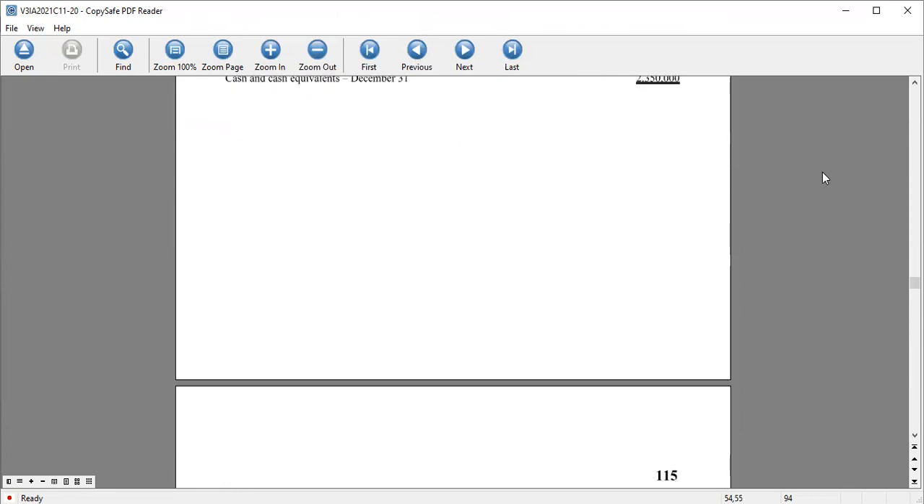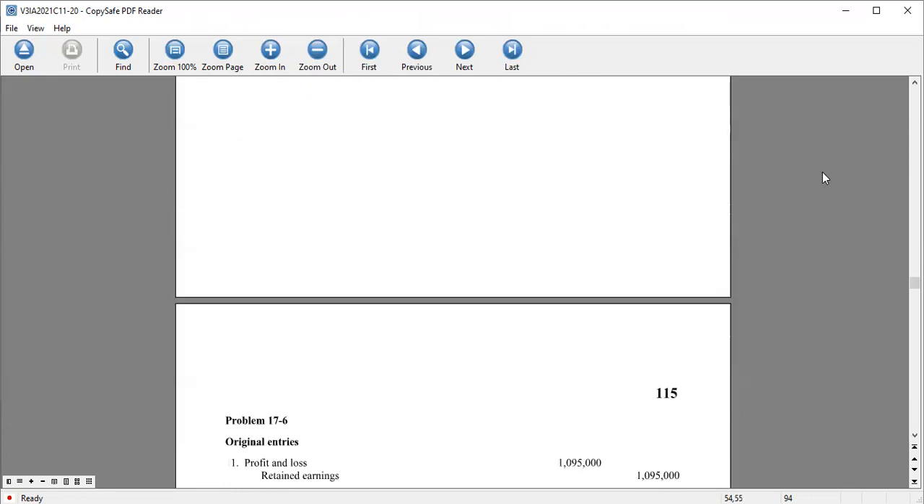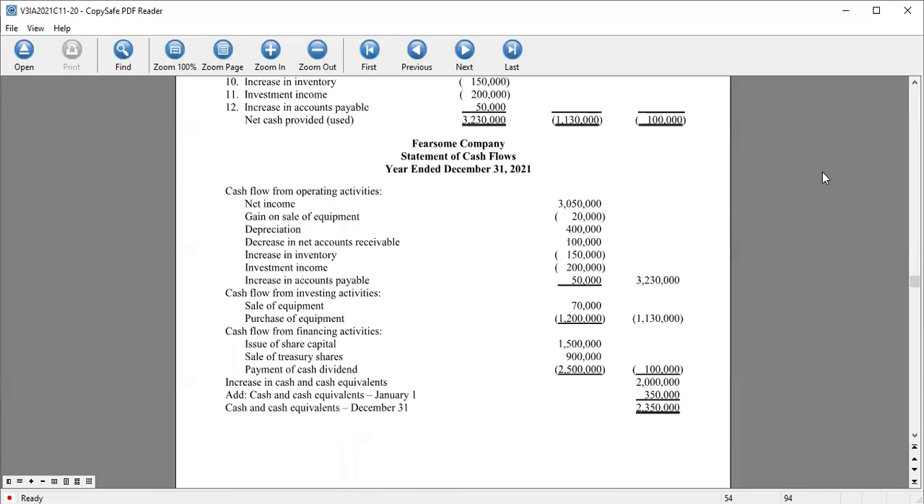So finally, we have now the statement of cash flows, cash flow from operating activities. And we have now the gain on sale of equipment. We have to deduct it; actually it follows the columnar figures extended, provided, no? So we have the decrease in accounts receivable, the increase in inventory, investment income, and the increase in accounts payable. So we have now the cash flow from operating activities.